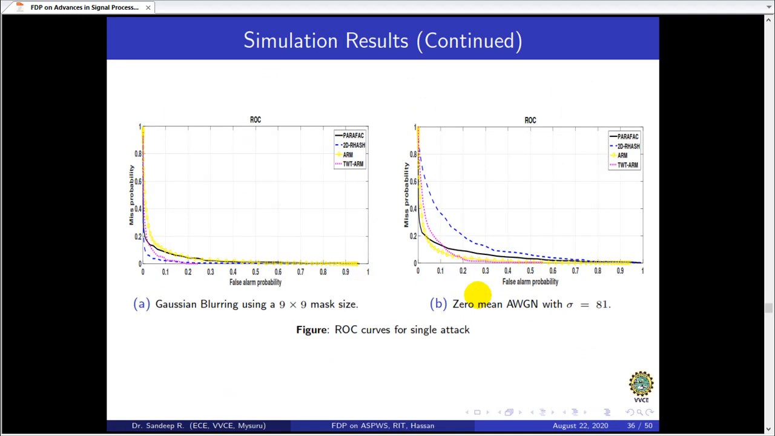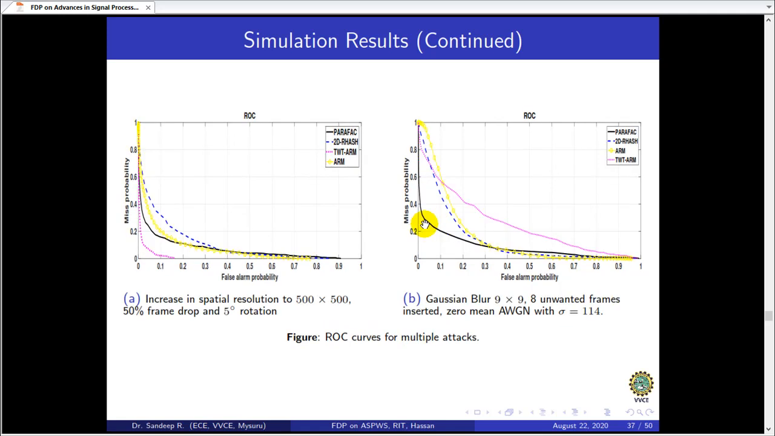Again, let us verify the performance of the algorithm using the receiver operating characteristics curve, that is the plot of the miss probability versus the false alarm probability. If the area under the ROC curve is minimum, then the performance of the algorithm is said to be better. We have tested for different single and multiple image processing attacks. Here only sample curves are shown. For blurring, the proposed algorithm, that is TWT, which is in pink, has performed really well. Even for noise it has performed well, and for the multiple attacks also it has performed really well.